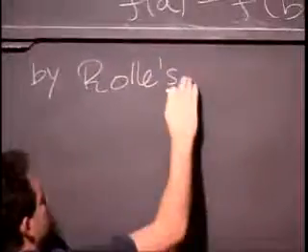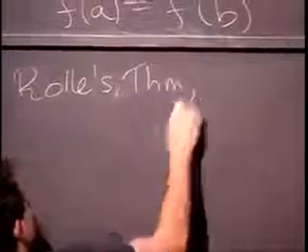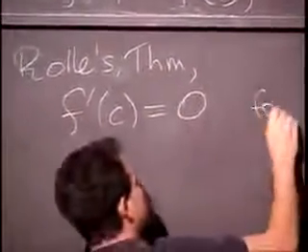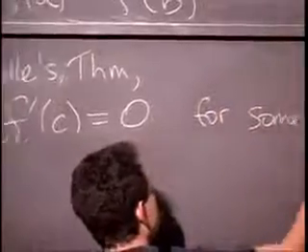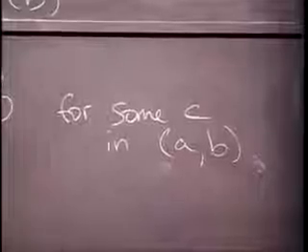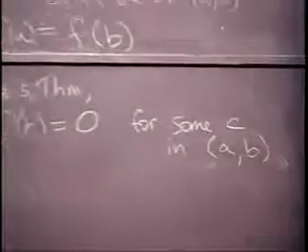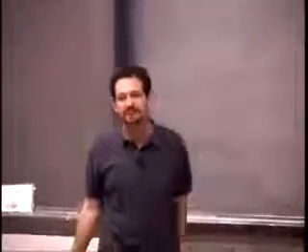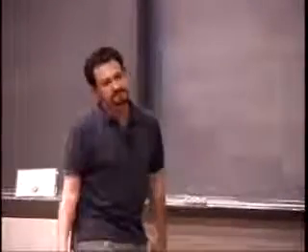Therefore, we can use Rolle's theorem. By Rolle's theorem, f prime of c equals 0 for some c in the interval AB. Okay, so if there's the horizontal line, bang, somewhere in between, the curve is flat. So why is that a problem? So what?